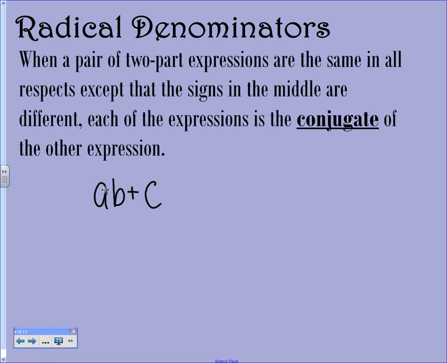We're going to have a pair of two-part expressions, and they are called conjugates when they are the exact same in all respects except for the sign in the middle. So what is the sign in between the AB plus C? So if it's not going to be a plus, what would it have to be? A minus. Those are called conjugates of each other, because the only difference is the thing in between the terms. Y'all with me?